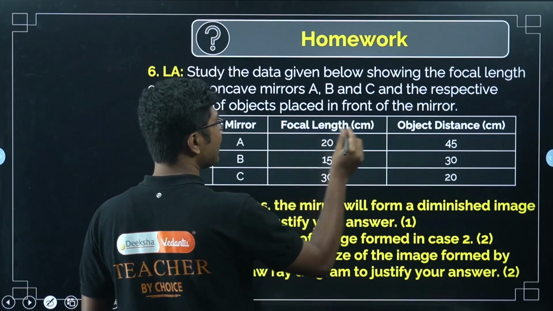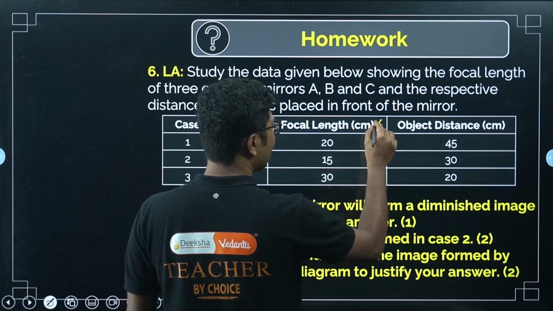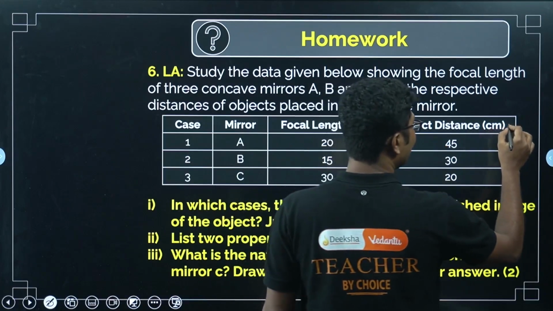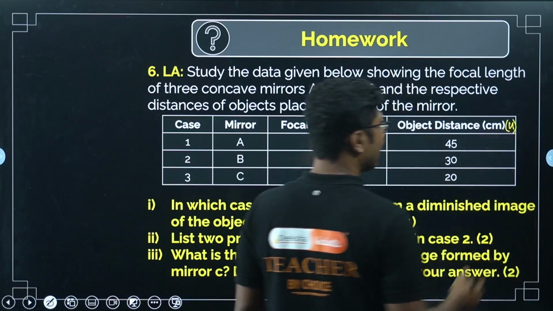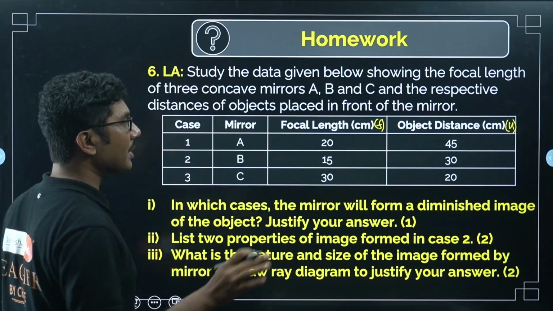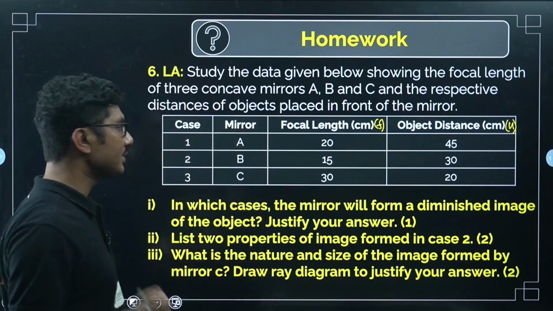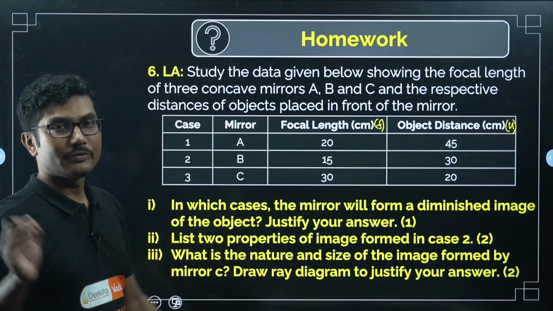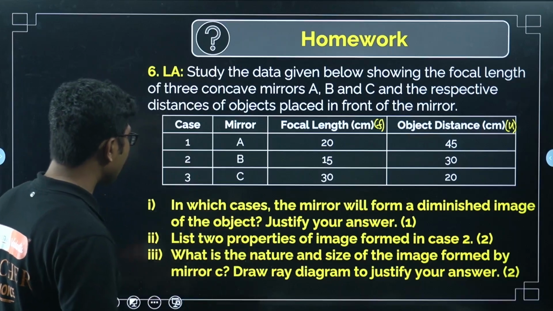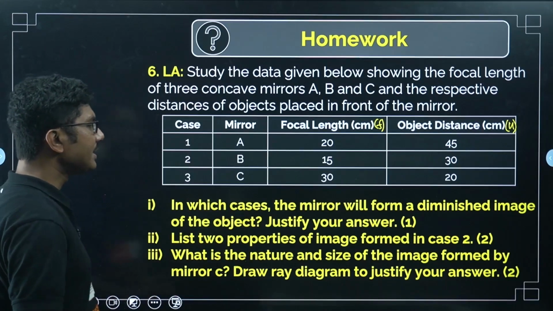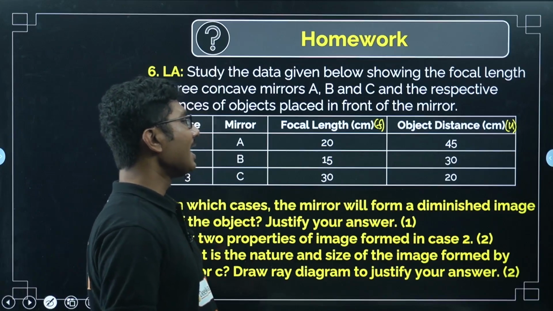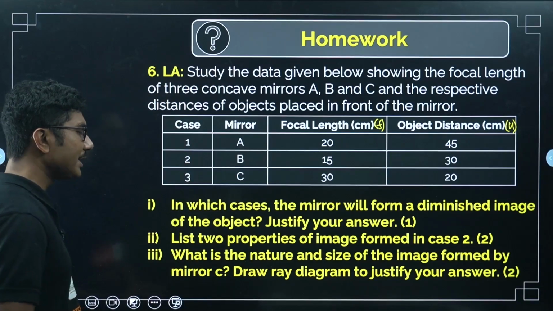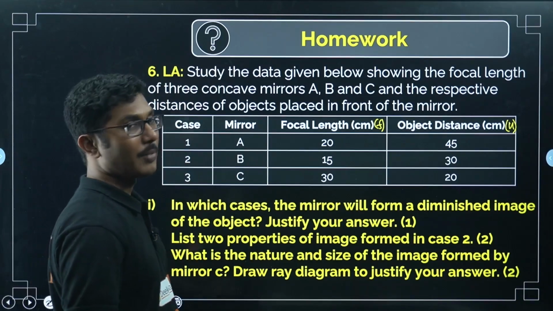Focal length means basically f is given. I am giving you some hints. u is given. They are not given in a sign format. Sign you have to apply if you are solving numericals. So they have only given you the distances, right? Now they have asked you the first question: in which cases will the mirror form a diminished image of the object? Justify your answer, part number 1.